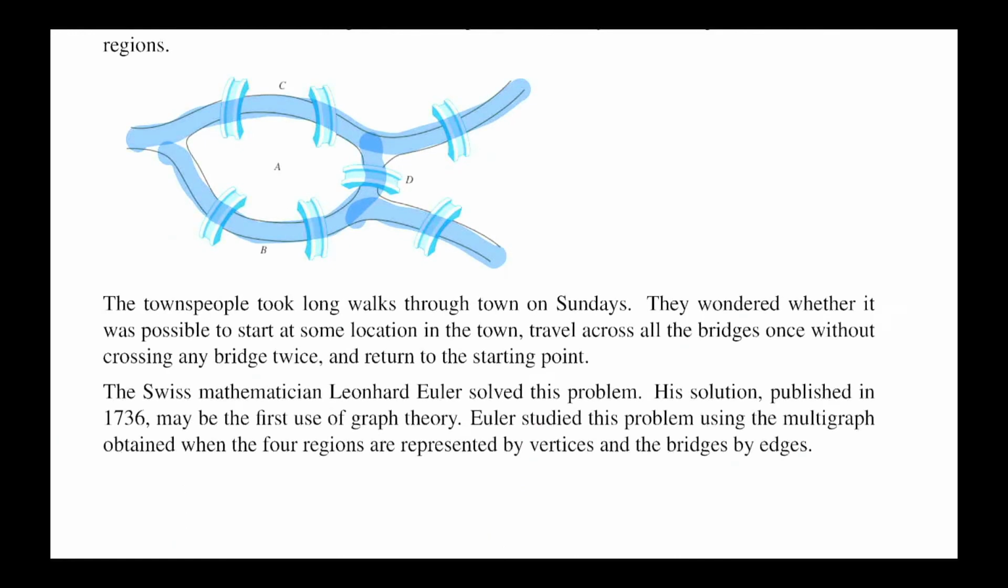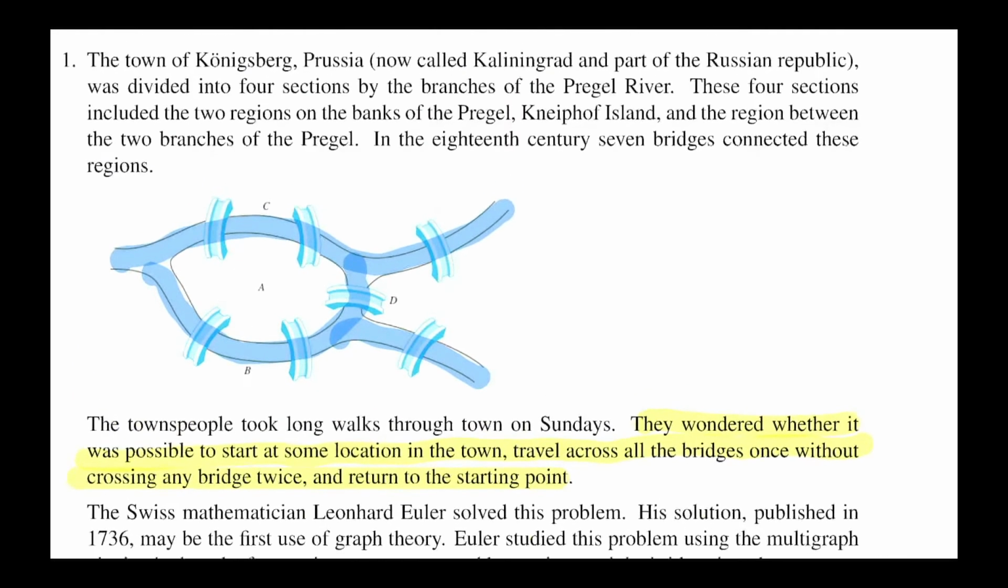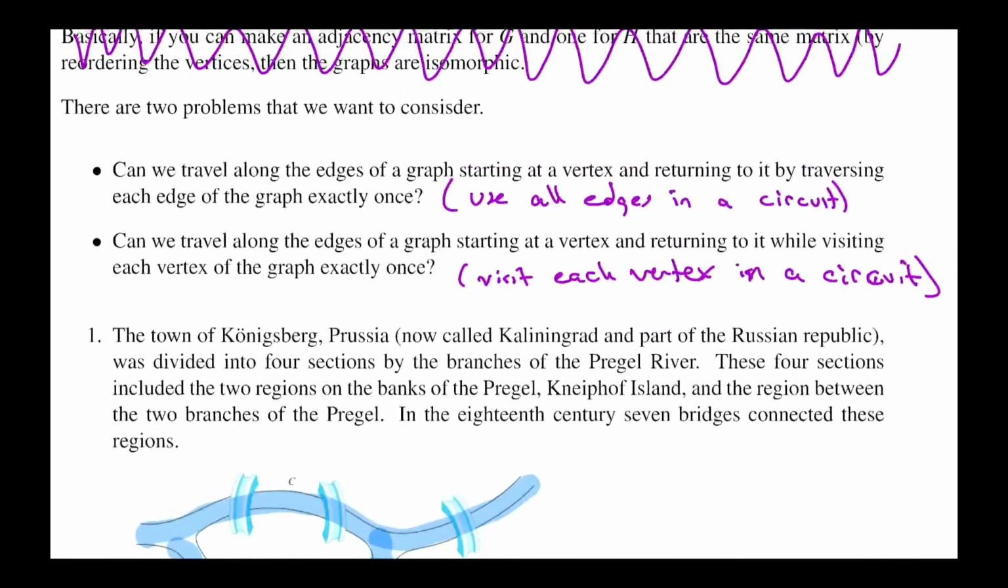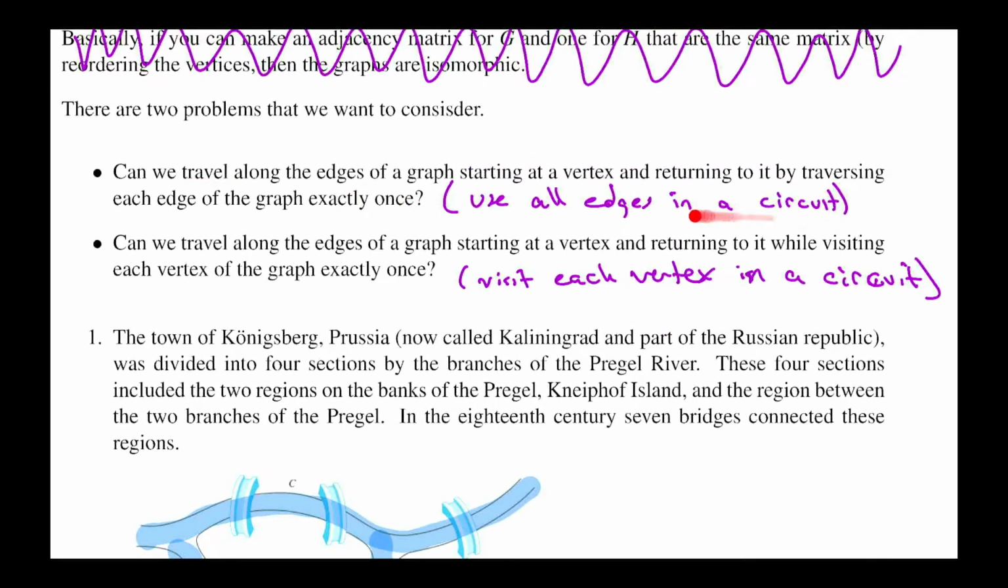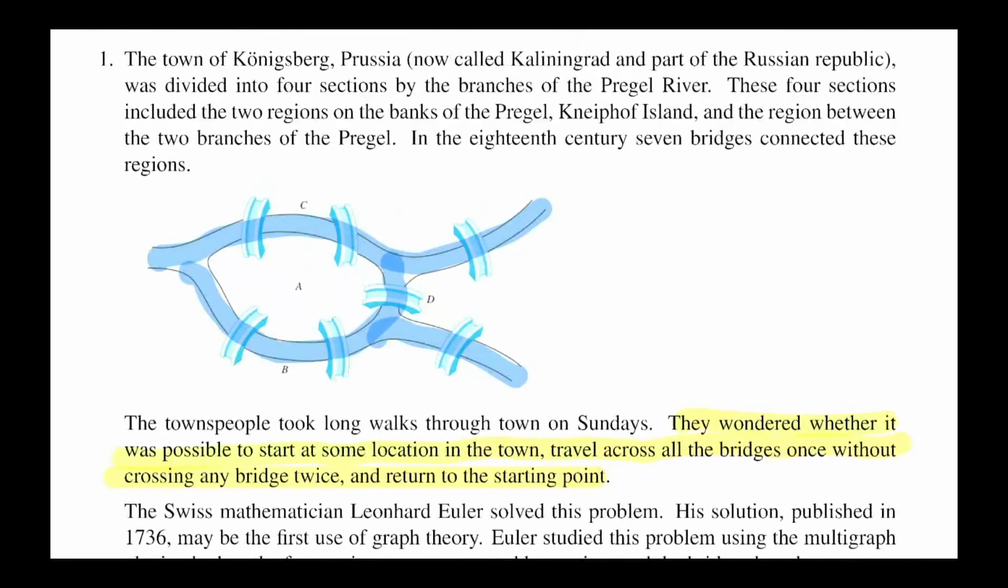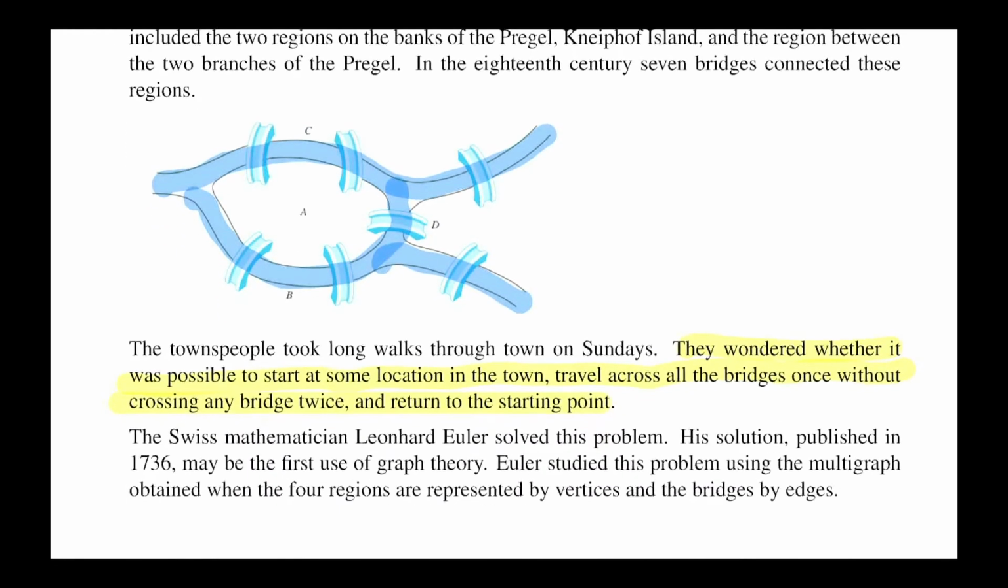We've got this problem written down. They wondered whether it was possible to start at some location, travel across all of the bridges once without crossing any bridge twice, and return to the starting point. So that's actually like one of these problems up here, a circuit that uses all the edges or a circuit that uses all the vertices. Which is it? Well, we'll have to see how we're going to solve this problem. This is called the Königsberg bridge problem: can you cross each bridge once and return to the starting point?